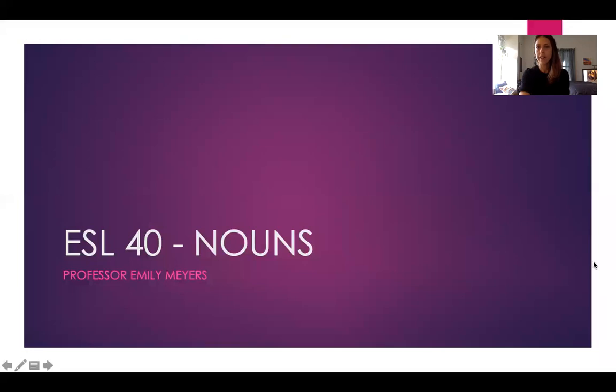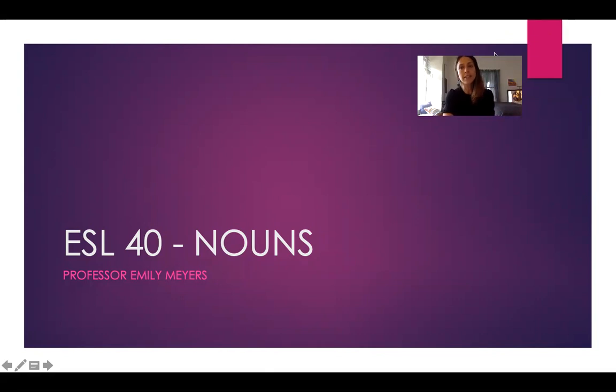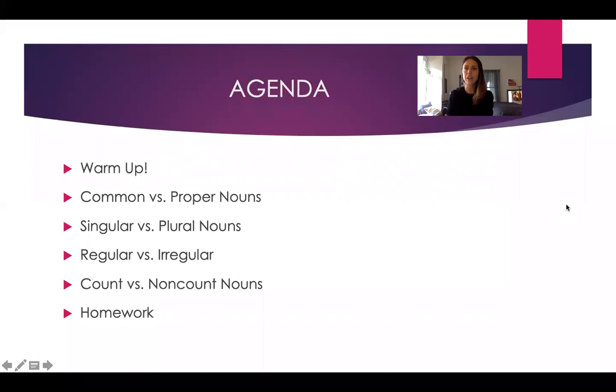So here we are, nouns. We're taking a break from verb tenses. Of course, we still care about verb tenses a lot, but we're just going to focus on nouns today, and then we're going to really get into subject-verb agreement a lot in a little bit. So this is our agenda for today. We're going to do a warm-up. So please make sure you have a piece of paper and a pen or a pencil with you. We're going to review what common nouns and proper nouns are, what singular and plural nouns are, what regular and irregular nouns are, what count and non-count nouns are, and we're going to review the homework.